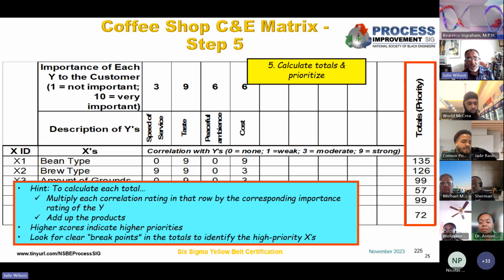So these tools are out there. If you choose to go down the road of making yourself knowledgeable and developing expertise in Six Sigma, you will find yourself using and applying more and more of these tools. But like I said, there's a variety of things out there that can help you to prioritize things. But the concept of the C&E matrix is similar.